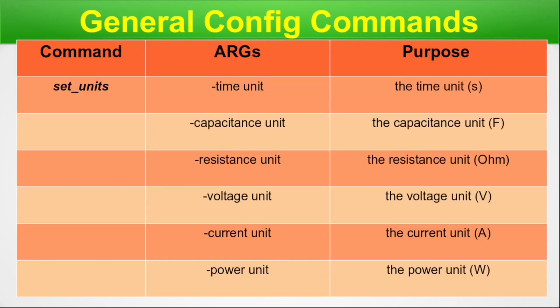General config commands. We can configure units using these commands. You can see the command is set units. Here is my mouse pointer. Time then unit. We can play with the time unit. Capacitance then unit. Capacitance unit is farad. So here all the default units are mentioned. Then resistance unit, then voltage unit, current unit, and power unit.